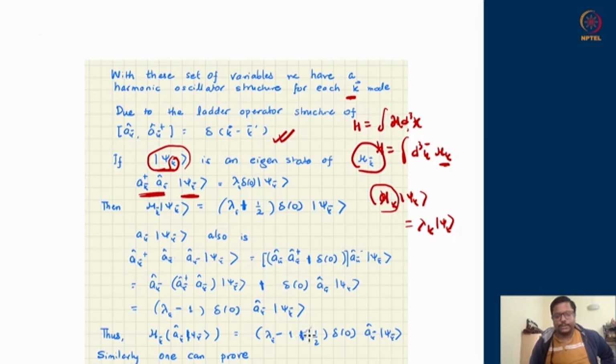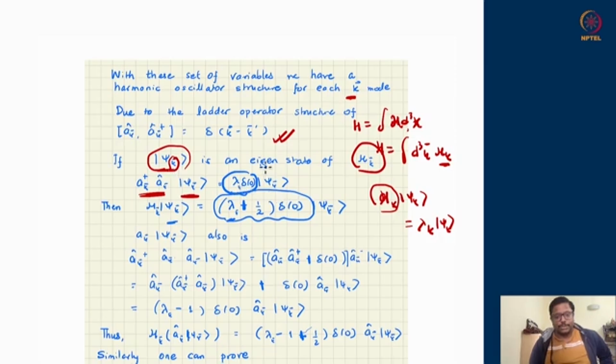It should be okay. So the total energy in this definition: if I put in that the eigenstate of a_k dagger a_k gives you eigenvalue lambda_k times delta(0), then the total Hamiltonian acting on psi_k will give me, first term lambda_k times delta(0), and the second term half times delta(0). So combined I will get (lambda_k plus half) delta(0). So this would be the total eigenvalue of the Hamiltonian.